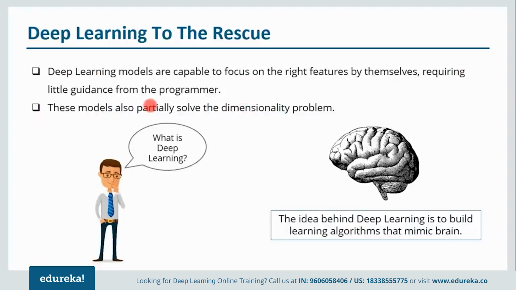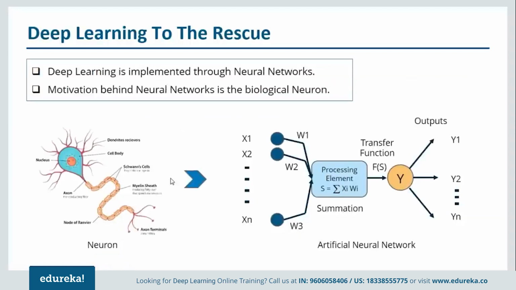Now, what exactly is deep learning? Since we know that it has evolved from machine learning, and machine learning is a subset of artificial intelligence, and the idea behind artificial intelligence is to imitate human behavior, the same idea holds for deep learning as well: to build learning algorithms that can mimic the brain. Now deep learning is implemented with the help of neural networks, and the motivation behind neural networks is neurons. What are neurons? These are nothing but your brain cells.